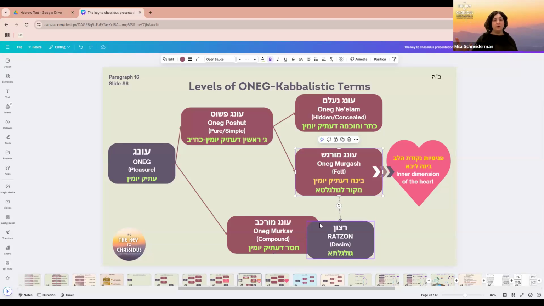What is simple oneg which is felt? Well, that's a space where you are, a pure revelation of your essence, but it's not compound yet. It's not attached to something outside of you. Oneg Murkav is something outside of you, meaning it's enclosed in the Ratzon, and the Ratzon is running towards something else. Here, we are still in the essence. It's very hard for us to understand these levels because we're hardly aware of our essence. That's why we're asking so many questions, which is fine.